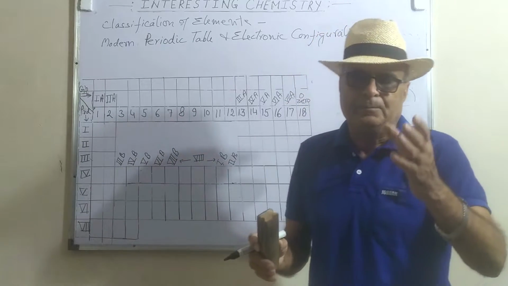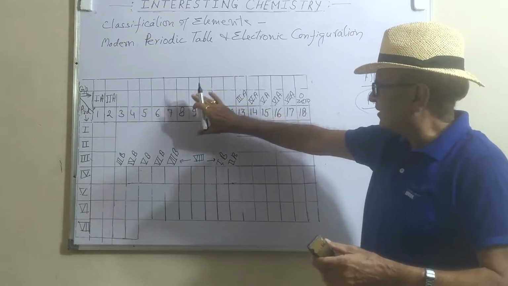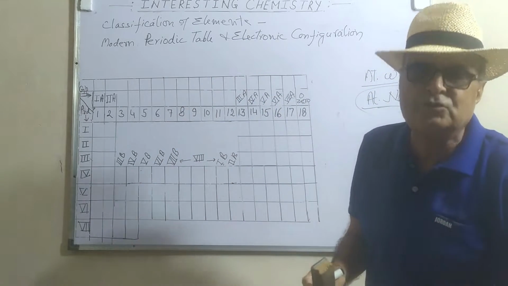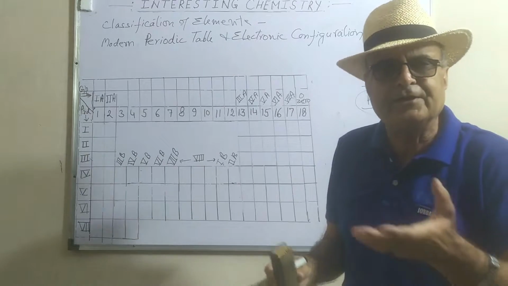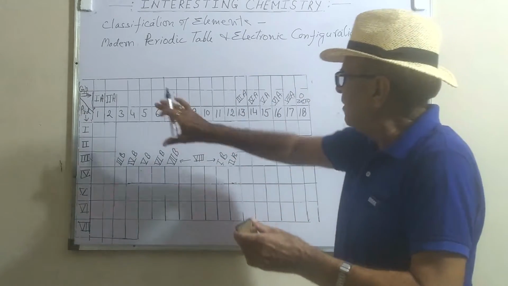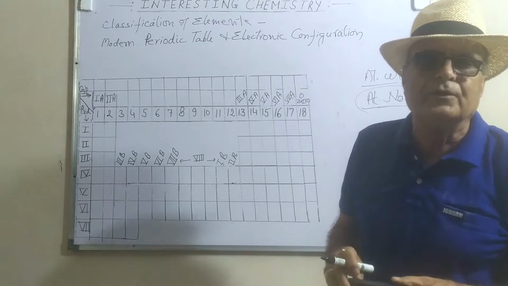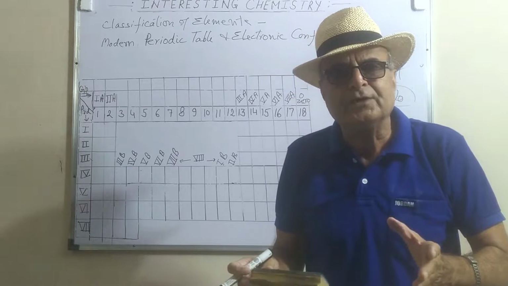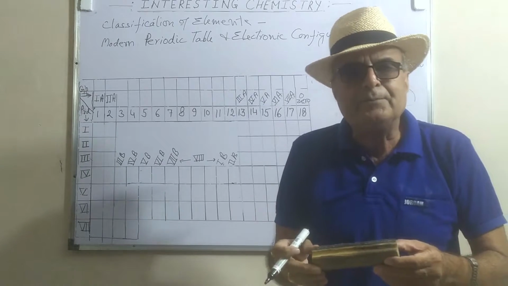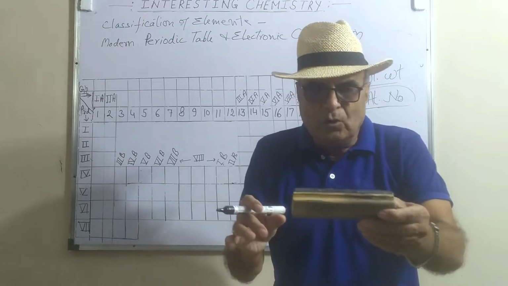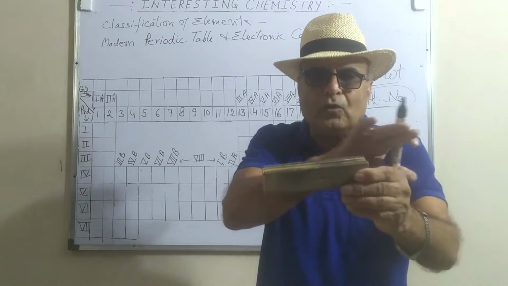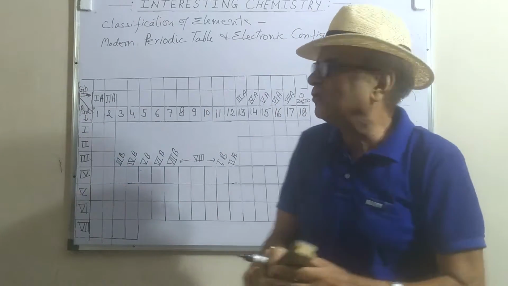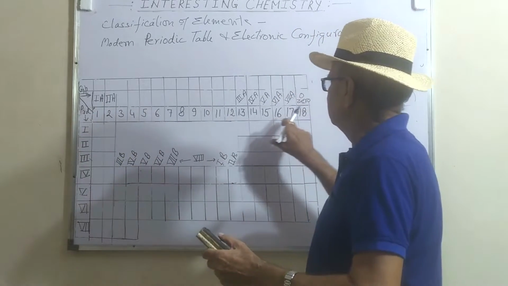So first, please draw this skeleton of the modern periodic table. Pause this video for 5 minutes and draw a table in your notebook. Please turn your notebook horizontally. You will find so many lines. Write first of all 1 to 18.